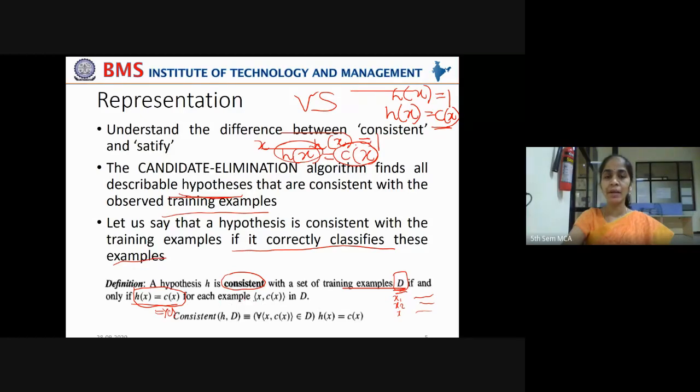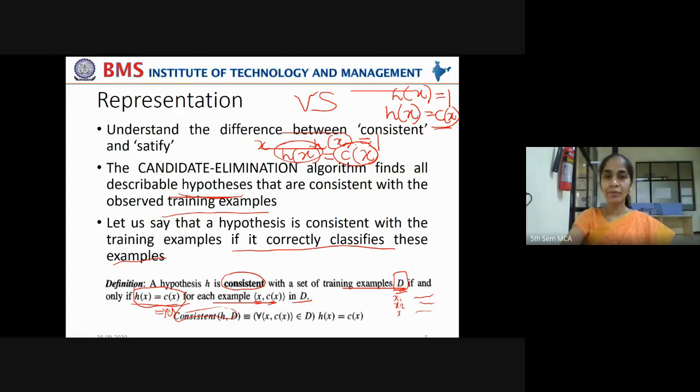For each example, X is the set of all combinations of parameters, and C of X is the outcome variable, the outcome label yes or no in D in each training example. How is it defined? Consistent(H, D) means hypothesis H is consistent with D. You should read this term as H is consistent with D.